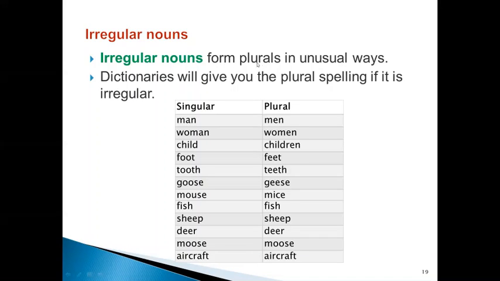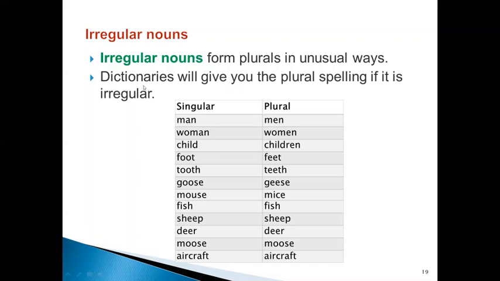Irregular nouns form plurals in unusual ways. That means in a different way, that means irregular nouns will not add s. You will not find s at the end of the plural form. It will be different. You know the usual ways of making plural nouns, you will see s at the end, as boy, boys; potato, potatoes. We find s at the end in the regular nouns, but in irregular nouns we have some different rule.